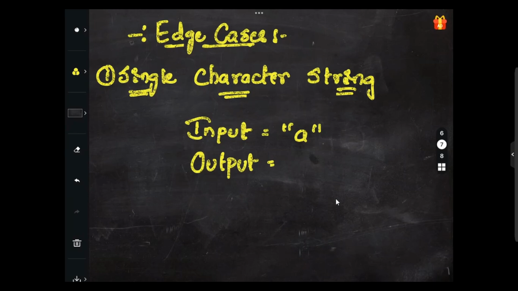The first edge case is for a single character string. Input a we have considered, output will be 1. Why? Because only one character is present here, so only one palindrome, so we have to return 1 in this case. Let's move on with the second edge case.